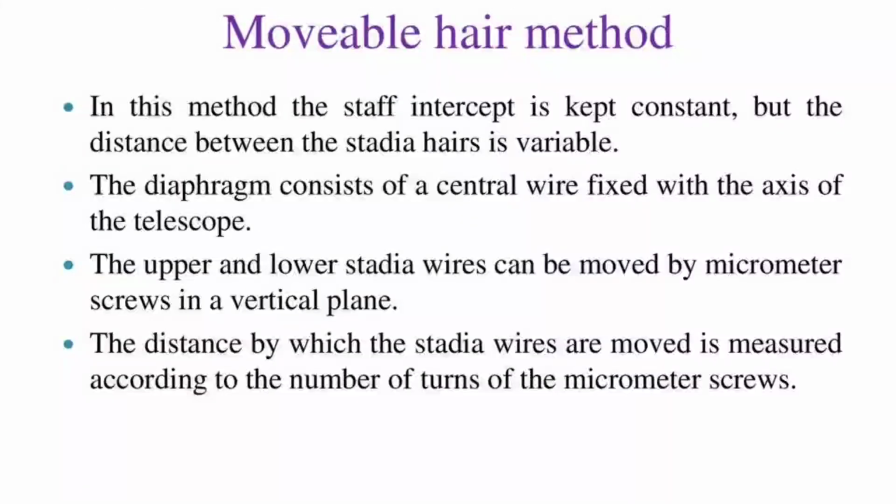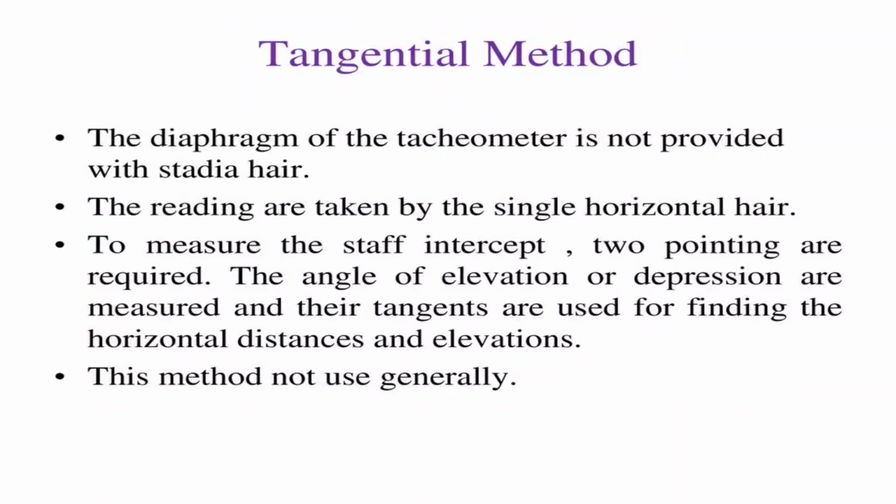Then another method, the movable hair method. In this method, the staff intercept is kept constant but the distance between the stadia hairs is variable. The diaphragm consists of a central wire fixed with the axis of the telescope. The upper and lower stadia wires can be moved by micrometer screws in a vertical plane. The distance by which the stadia wires are moved is measured according to the number of turns of the micrometer screws.